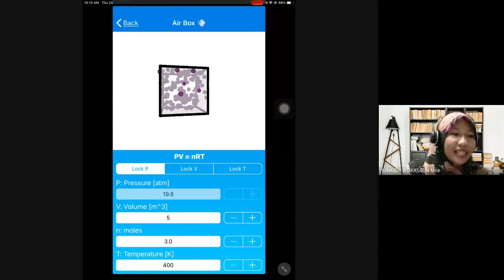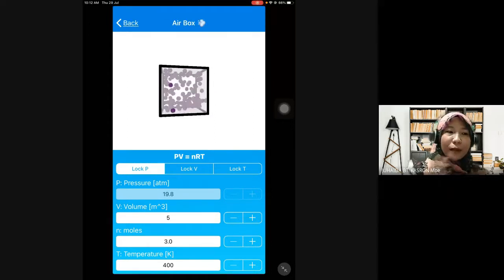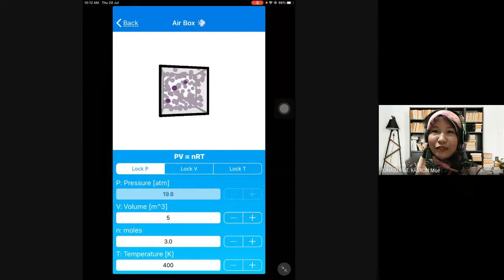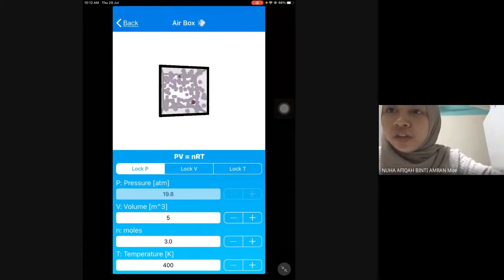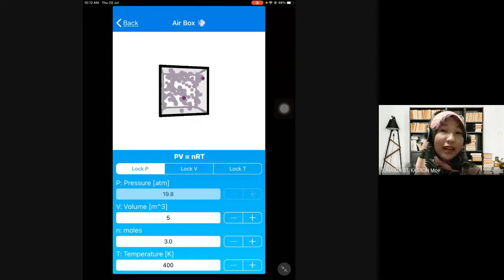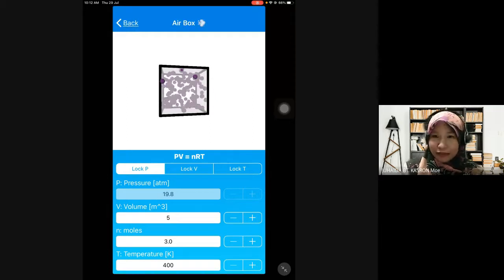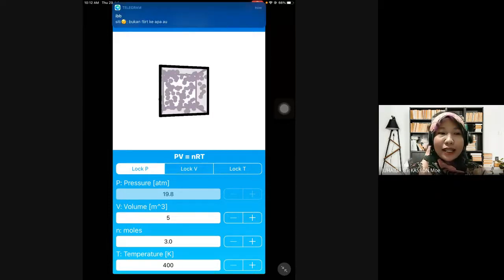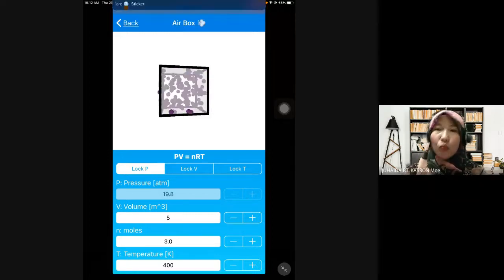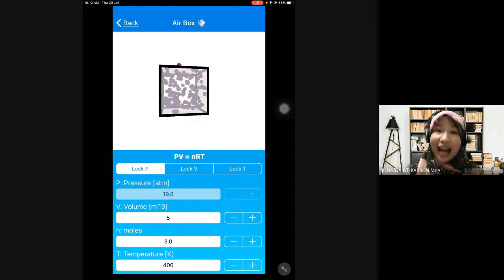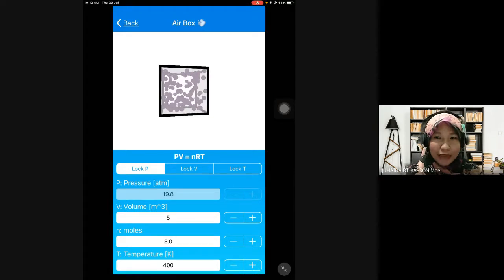Nuha Afika, can you describe the motion of the particles of gas? The gas particles move vigorously. Yes, they're moving here and there. And can you see that some of them hit the wall of the box? Okay. So the pressure of the gas comes from the particles of the gas hitting the wall of the container, the wall of the box. The faster they hit the wall of the container, the higher the pressure. Do you get it, Iman Nadira?